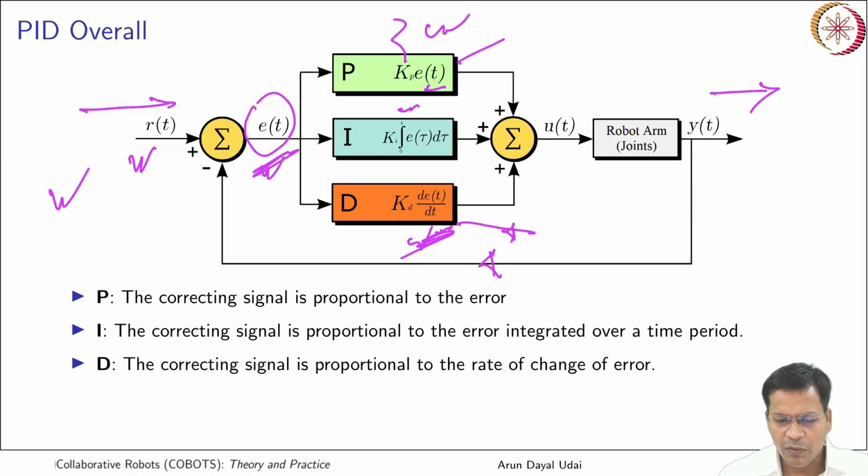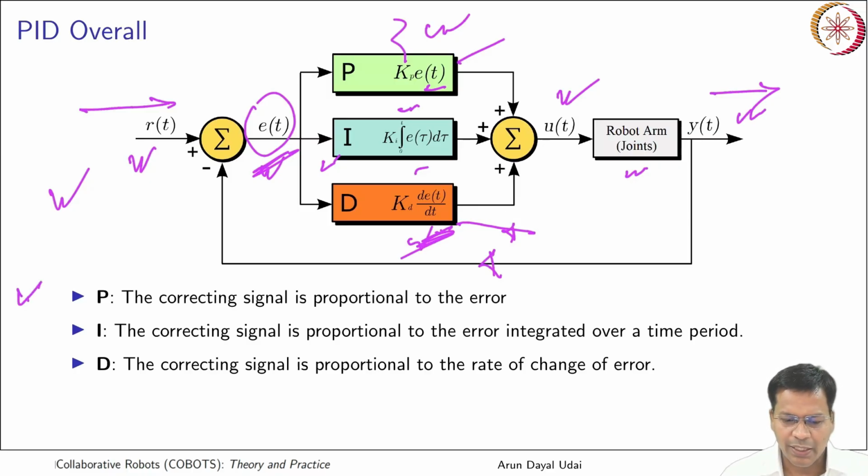Now coming to the integral gain. How much is that? It is Ki times the error integrated over a period of time. Finally they are summed together and you get the total output over here, and that goes to your robot arm joints and you see the actual angle. So this is how the whole PID system works.